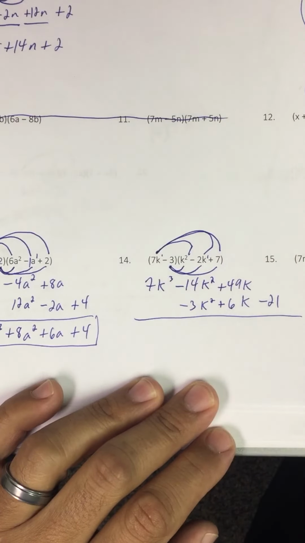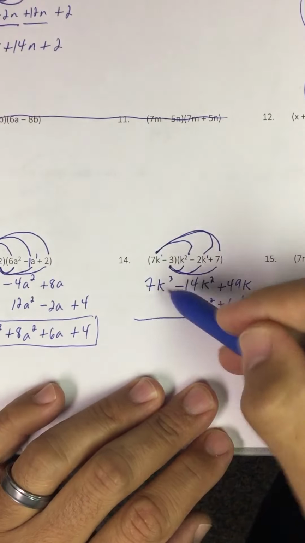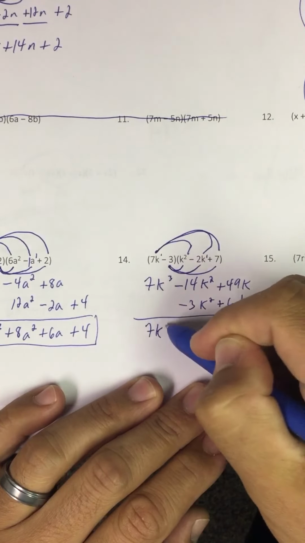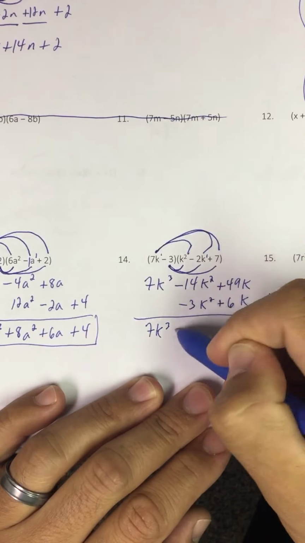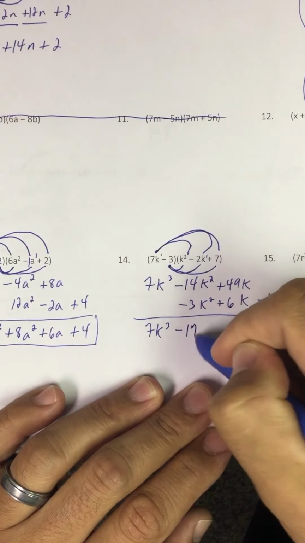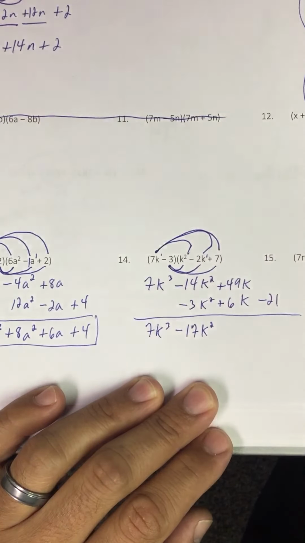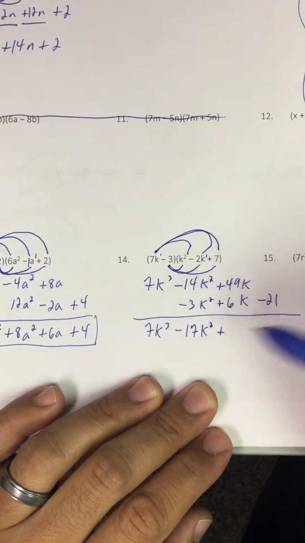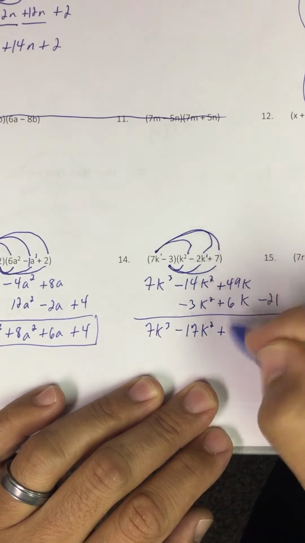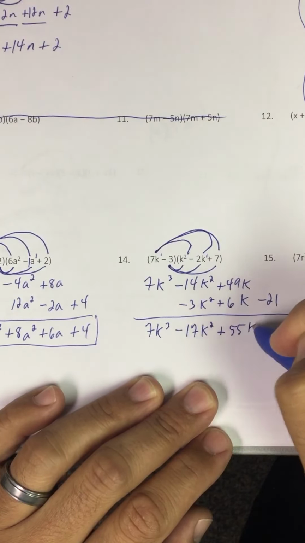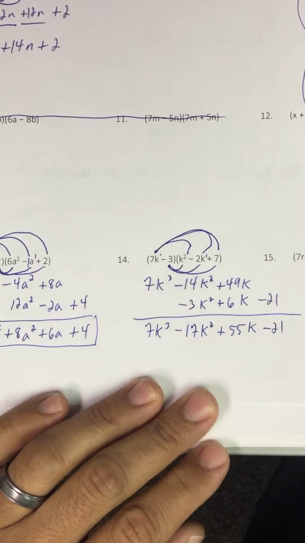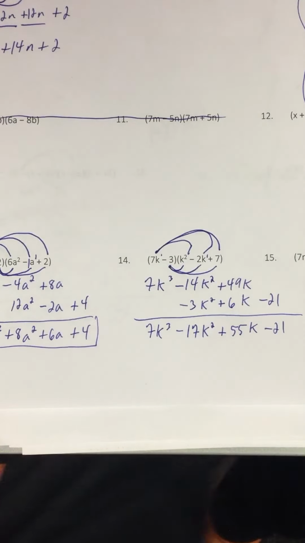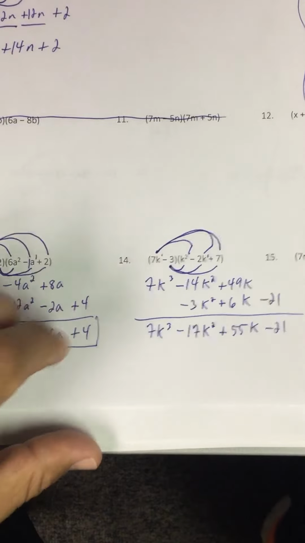So again, we're adding up the parts that go together. This stays by itself. These are both negative. Keep the negative. Add them up. These are both positive. Keep the positive. Add them up. 49 plus 6 is 55. Minus 21. Sorry about the really big numbers, but that's pretty much what we got right there.